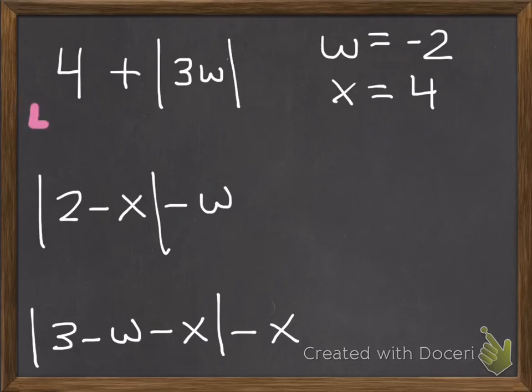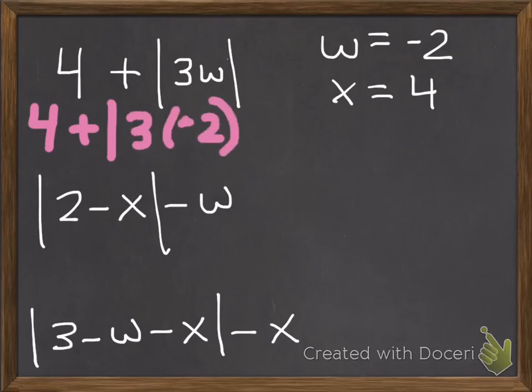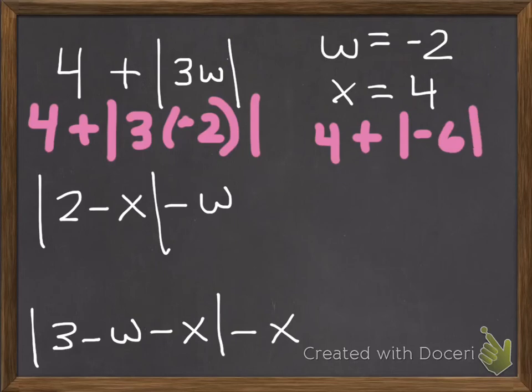So in this case, we have 4 plus the absolute value of 3 times -2, because -2 is w. So I'm going to do what's in the absolute value symbol, which is -6. And I have 4 plus the absolute value of -6. Now I'm down to one number in the absolute value symbol, so I can take the absolute value, which is going to mean that this becomes +6. So 4 plus 6 equals 10, and that would be my answer.